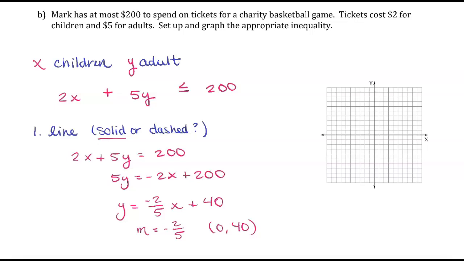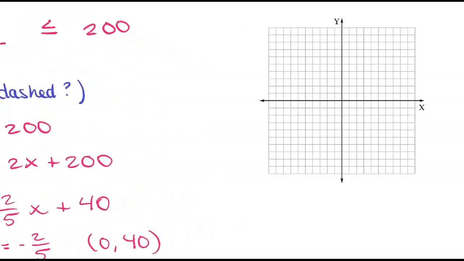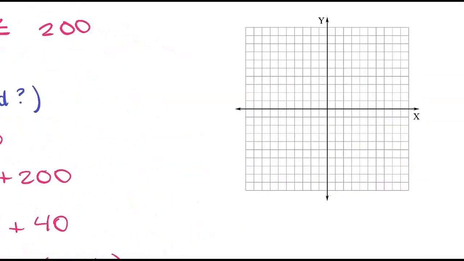Let's think about how we should set up our graph. Since both of our x and y values represent numbers of tickets, we definitely won't need any negative values. We're going to be operating in the first quadrant only, where x and y are both positive. Let's suppose that Mark only bought children's tickets. He could buy 100 of those, so our x scale needs to go up to at least 100. Let's make every unit on our graph worth 10 tickets.